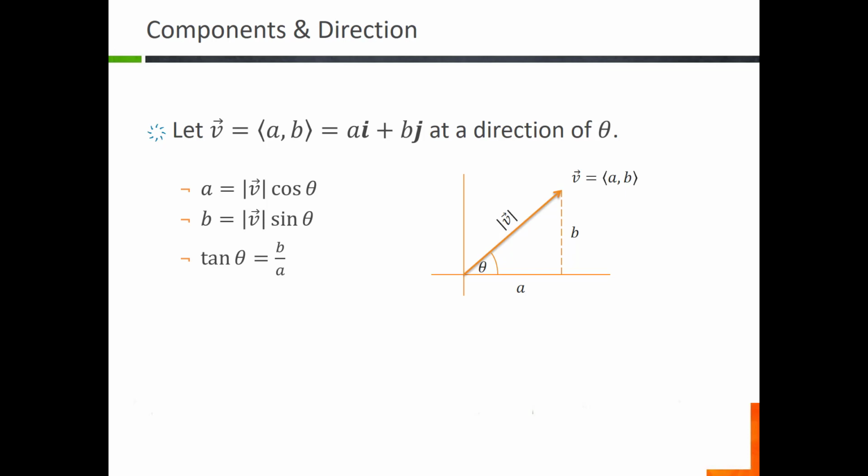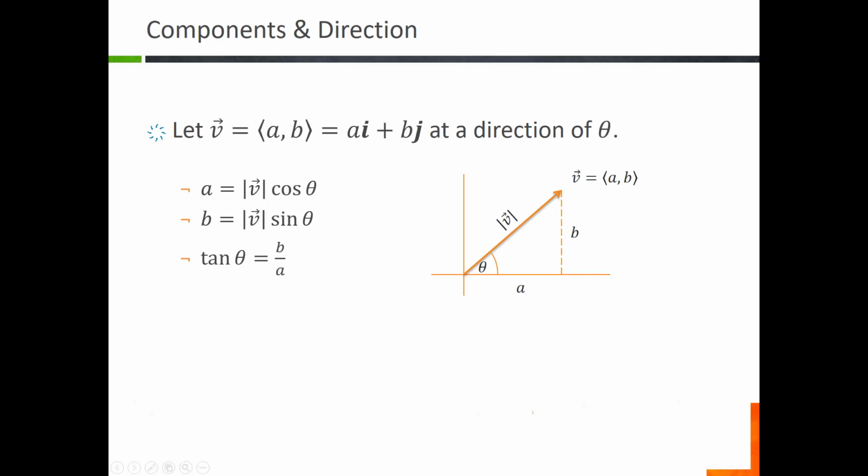If we do the same thing for the vertical dimension, given an angle theta, the sine of that angle is the opposite over the hypotenuse. So that's going to be b over the magnitude. And if you solve it for b, you get b is equal to the magnitude of your vector v times the sine of theta. And similarly, again right triangle trig, the tangent of theta is the opposite over the adjacent, so b over a.